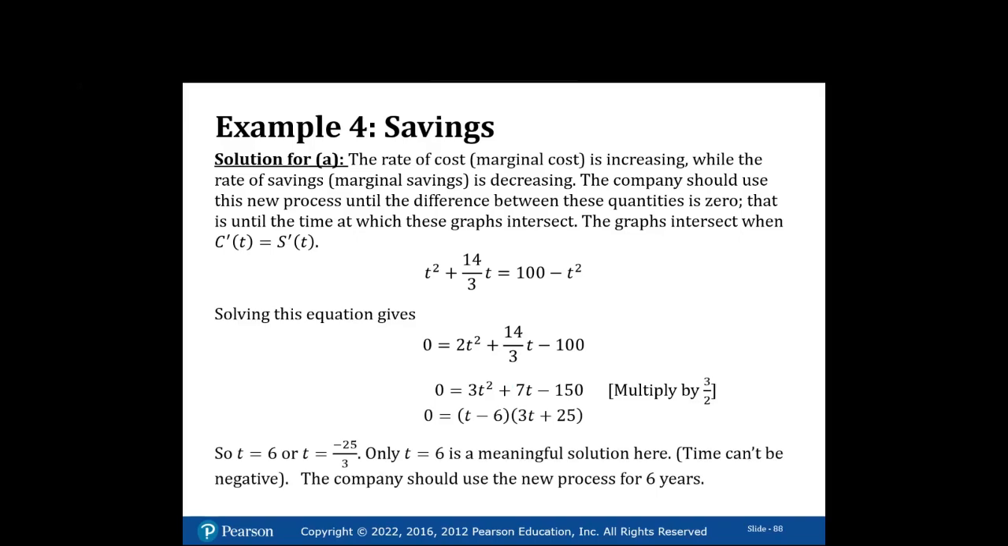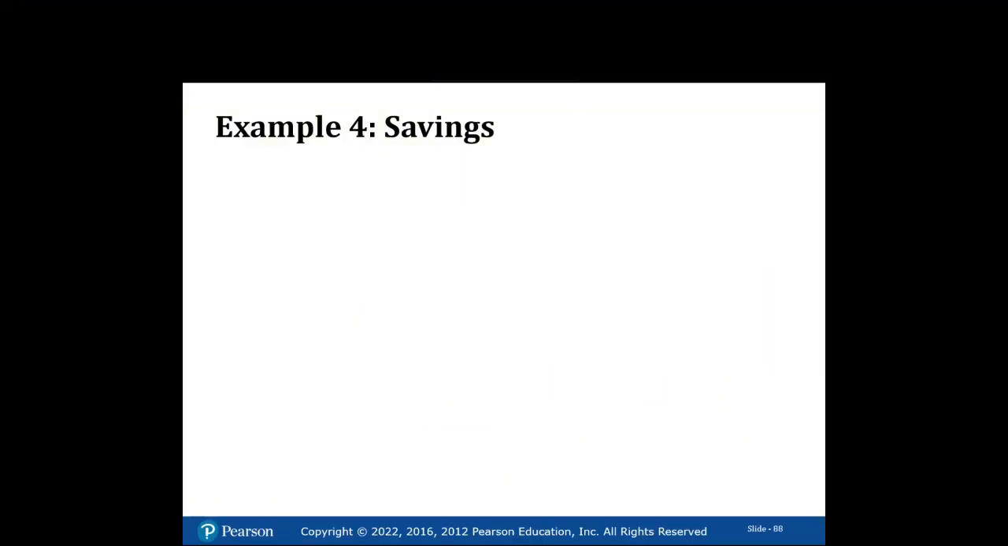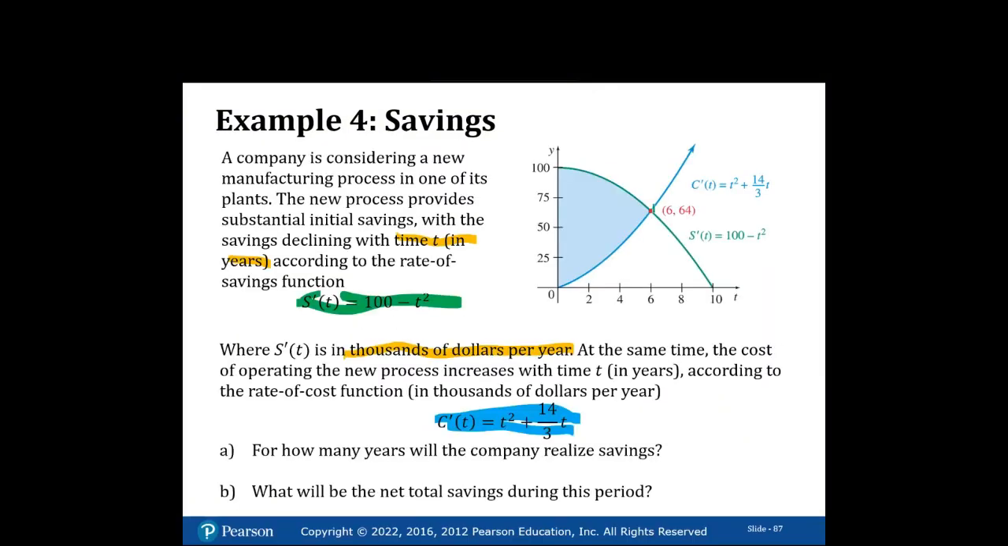Because that tells us how long cost is going to be lower than savings, just like on our graph. Right? This point right here is where my marginal cost and my marginal savings are exactly the same. So it's going to start splitting off and we're going to lose money.